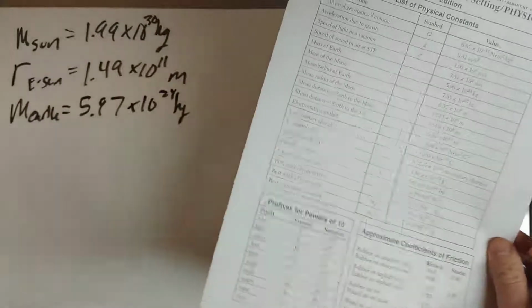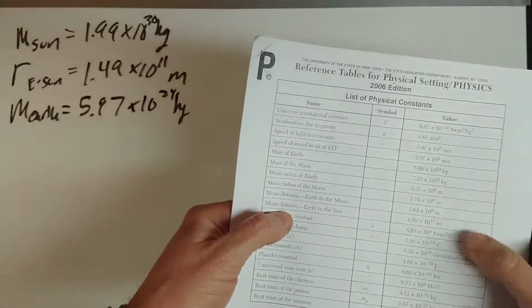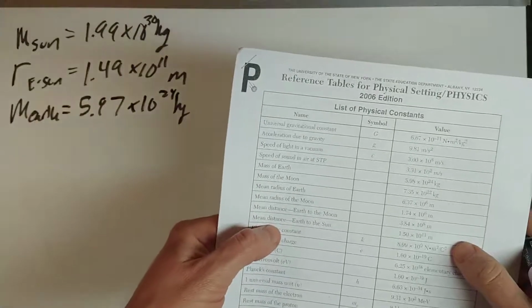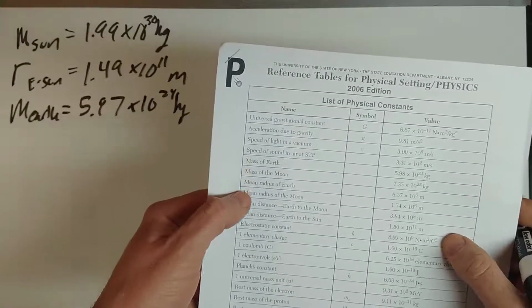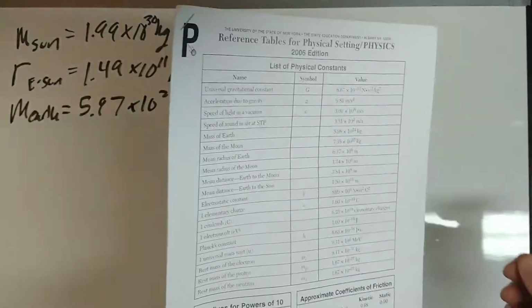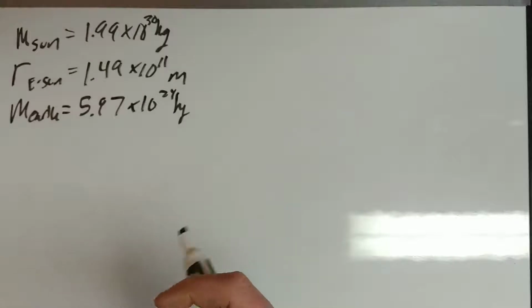All right, so let's see if any of these are on the reference table. Mean distance Earth to the Sun, 1.5 times 10 to the 11th. That's good. But we don't have the mass of the Sun. So you won't be asked it on the Regents unless they give it to you. They could do it that way.